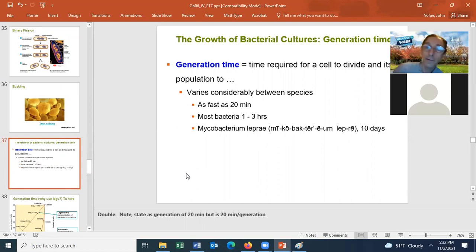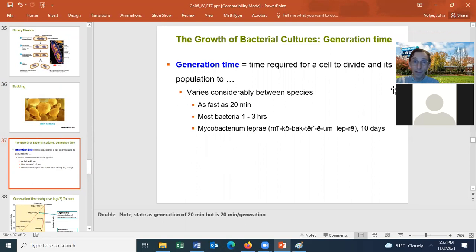The growth of bacteria cultures, we use the generation time. For some reason, students often have trouble with the generation time. The generation time is the time required for a cell to divide or for a population to double in numbers. The two are the same.